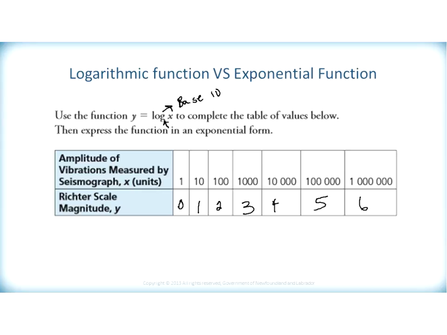And writing this in exponential form, we have that 10 to the power of 0 is equal to 1. We have 10 to the power of 1 is equal to 10. We have 10 to the power of 2 is equal to 100. It's 10 to the power of 3, and so on. So we can write these numbers in exponential form.